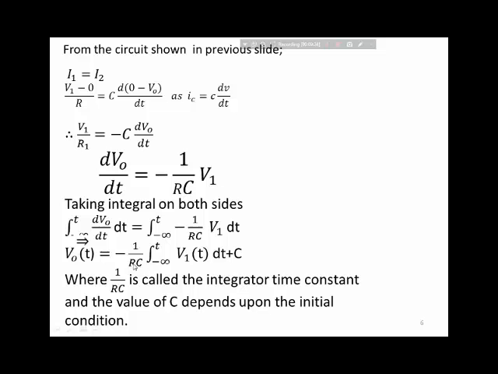So this is how the output of an integrator is related to the input, and you can see that this circuit is performing the integration function. Here, minus 1 over RC is called the integrator time constant, and the value of the constant depends upon the initial condition.